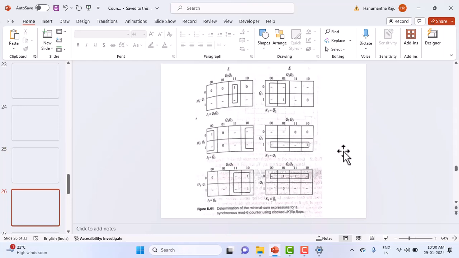Look at here. This is J1 equation is Q2, Q1. K1 equation is Q2 bar. You have to make an entry of the previous excitation table shown here: 0, 0, 0, 1. That was the excitation table. If you want to know that, you can just look back the previous one here.